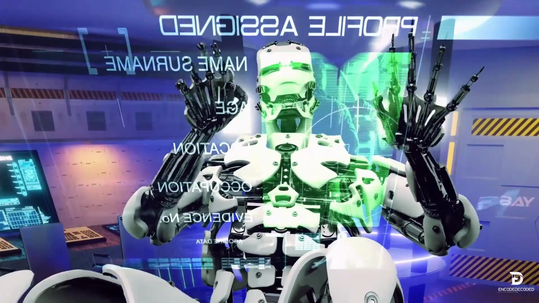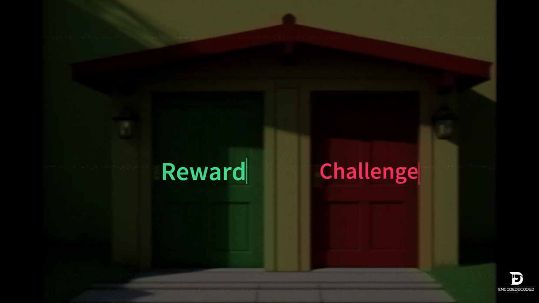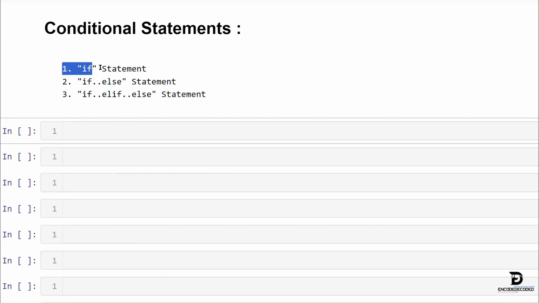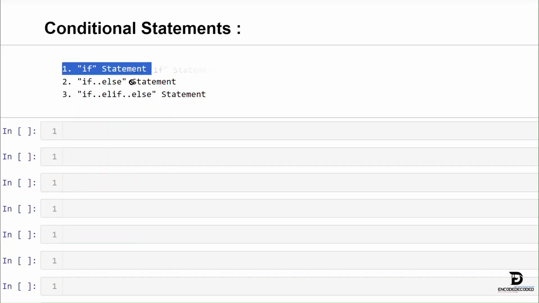Imagine you are building a game where the player has to choose which door to go through. If they choose the right door, they get a reward. If they choose the wrong door, they have to face the challenge. Conditional statements let us do this by checking which door the player chooses and then running different code depending on their choice. So in this video, we are going to discuss the if statement, else block and elif clause.